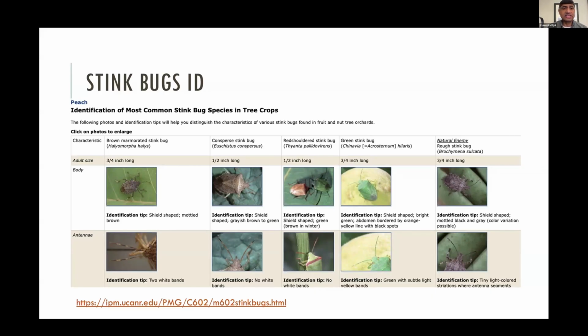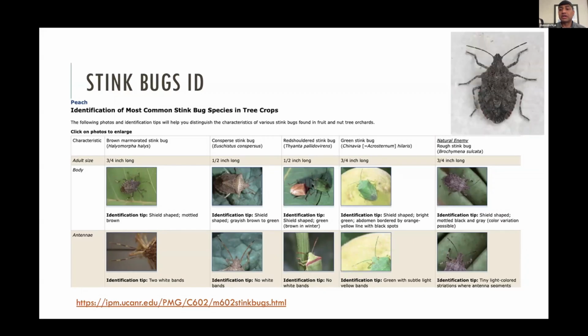One thing I want to mention is that a lot of these stink bugs, especially the consperse stink bug and brown marmorated, look similar to a native stink bug called the rough stink bug, as you see here. Most of the time, this is the one that is confused with the brown marmorated stink bug in ID. If you Google the ID of the most common species in tree crops, you should be able to get more detail on how to differentiate them.